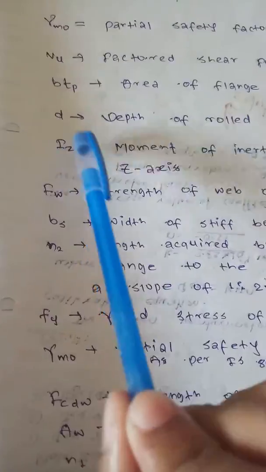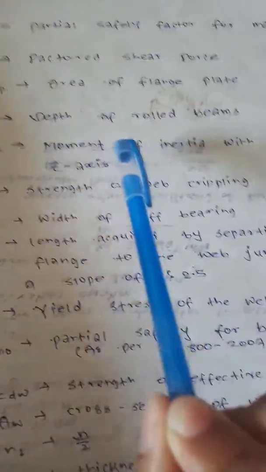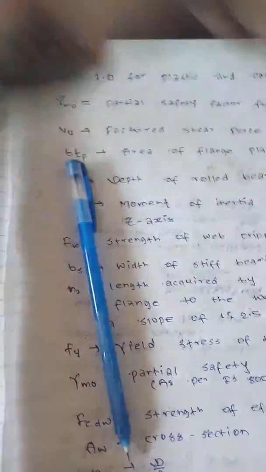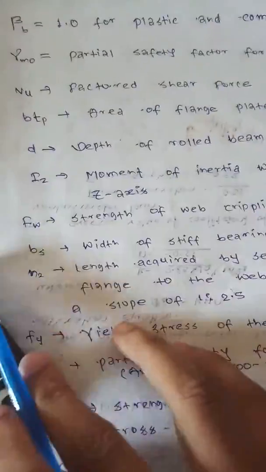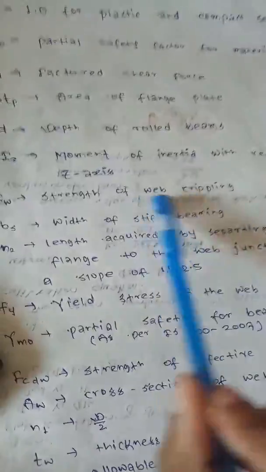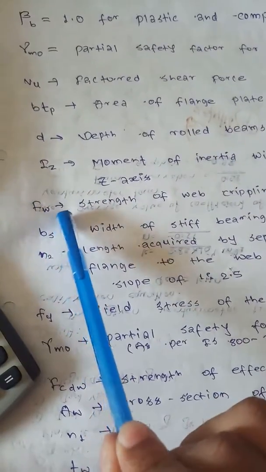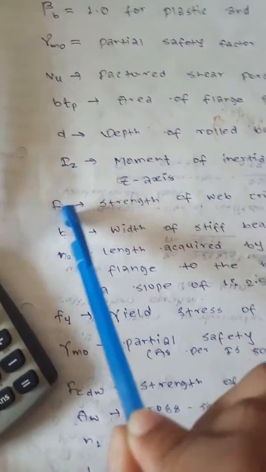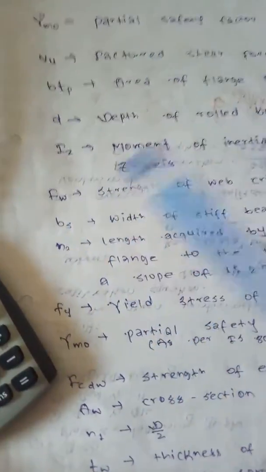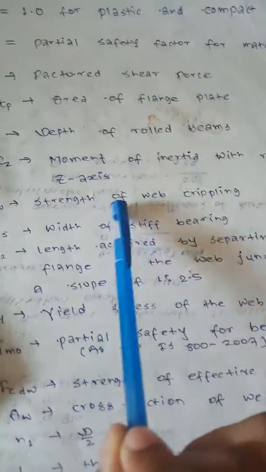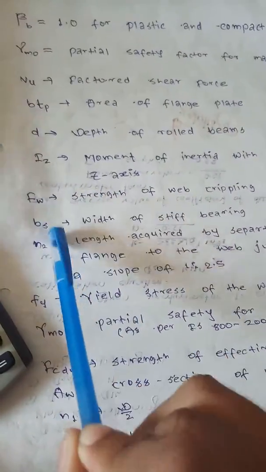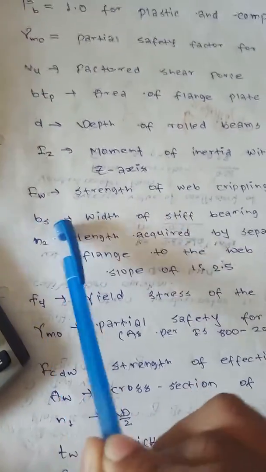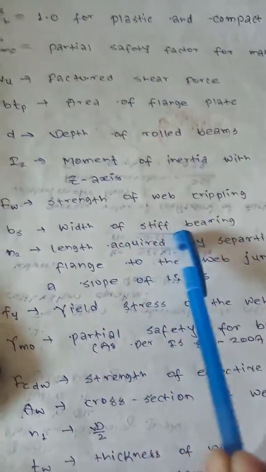And now see, I suffix z is what? I suffix z is moment of inertia with respect to the z axis, yes or no? And then F suffix w, earlier I said F suffix w only, but what I didn't say, F suffix w is strength of the web crippling. After knowing this, we need to know B suffix s also. B suffix s is nothing but width of the stiff bearing.